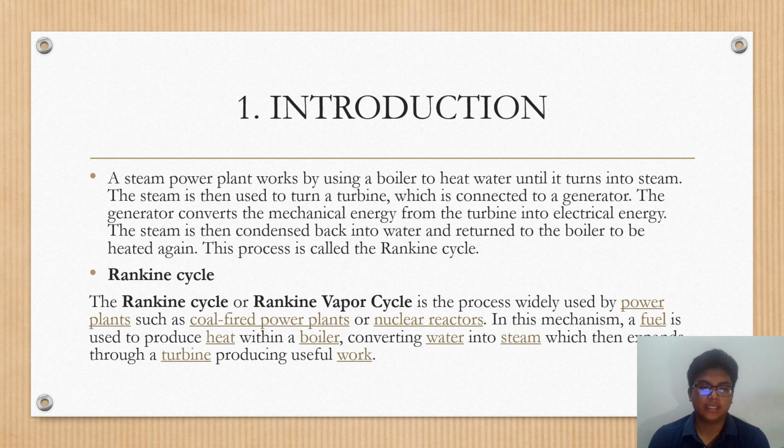A Rankine cycle, or Rankine vapor cycle, is a process widely used by power plants such as coal-fired power plants or nuclear reactors. In this mechanism, a fuel is used to produce heat with a boiler, converting water into steam, which then expands through a turbine, producing useful work.